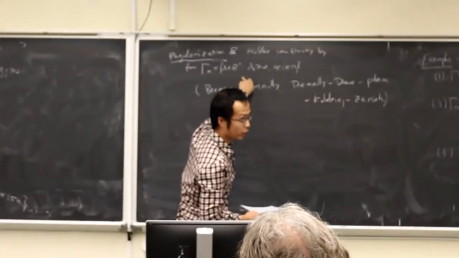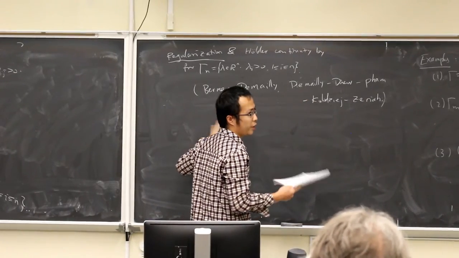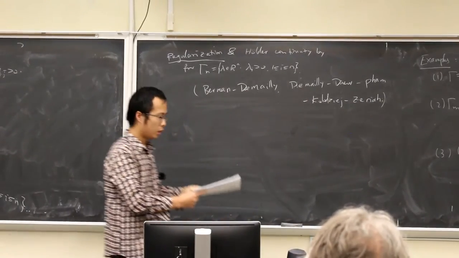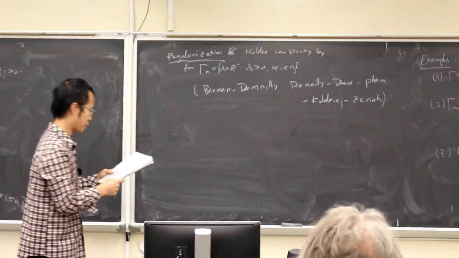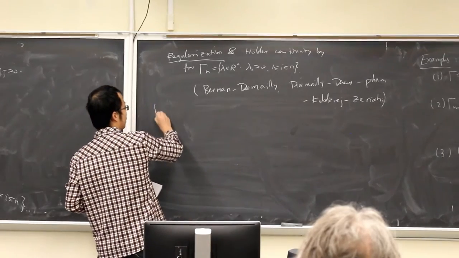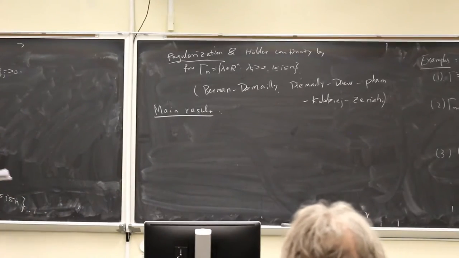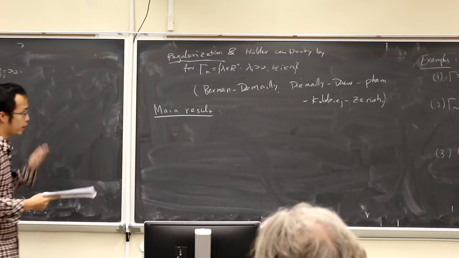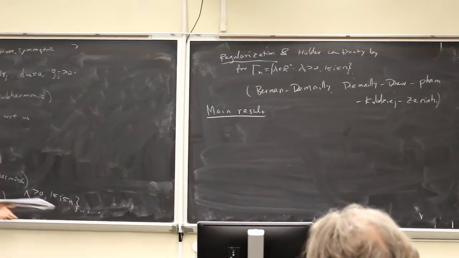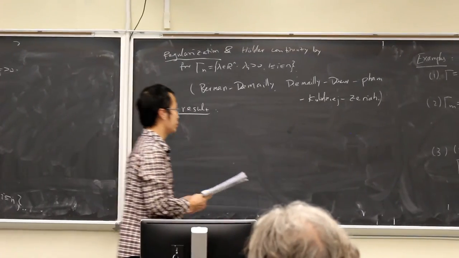Okay, so this is just the story for the plurisubharmonic cone, but for a general cone, very little is known except for the Euclidean case where you could do the standard convolution. Okay, so let me now state the main theorem. So here's the main result. Unfortunately we have to assume that your M has nonnegative bisectional curvature. So this is unfortunate, but I would hope to relax this condition in the future.